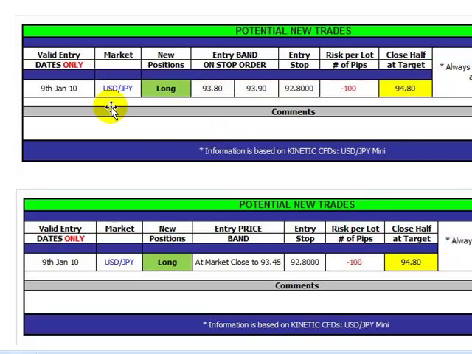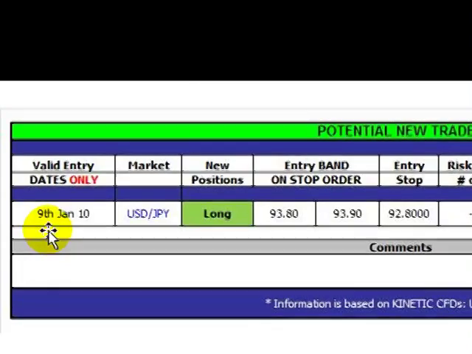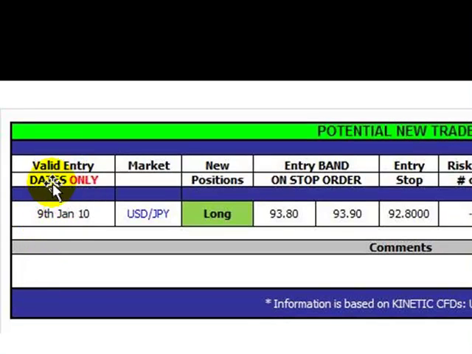So we have here an order for the USD JPY currency pair for the Forex market. Now, we have the entry date that we can only enter this market is the 9th of January, and that actually extends globally. So if you live in Australia, that means that you can enter that trade anytime up until 9 a.m. the following morning.